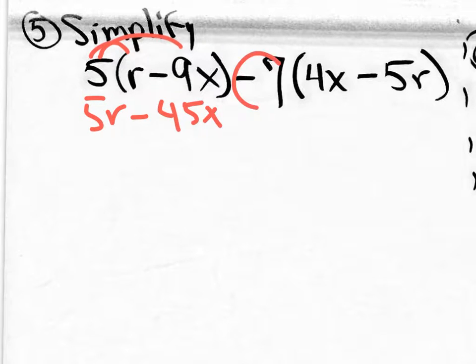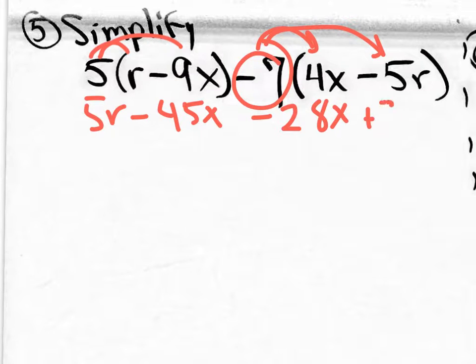I want to distribute the minus 7. I include the minus in front, call it a negative 7. So negative 7 times 4, that's negative 28 with an x. And negative 7 times negative 5r, it's going to be a positive 35 with an r. Is everybody with me? Okay, so now it's just a question of combining like terms.